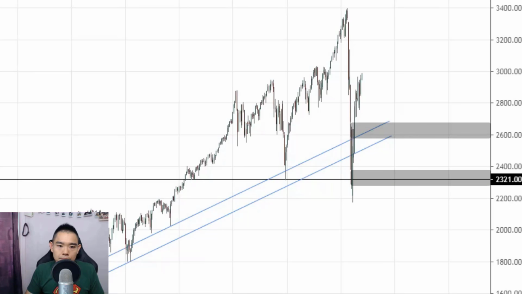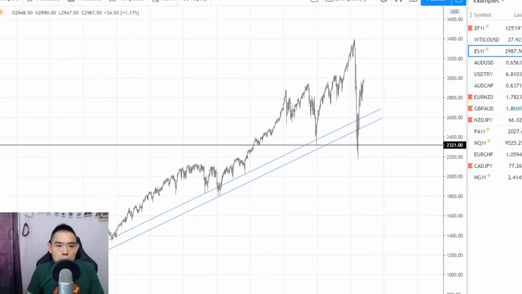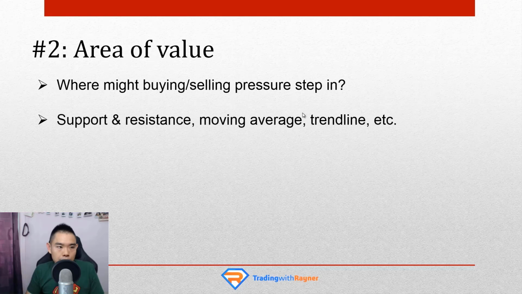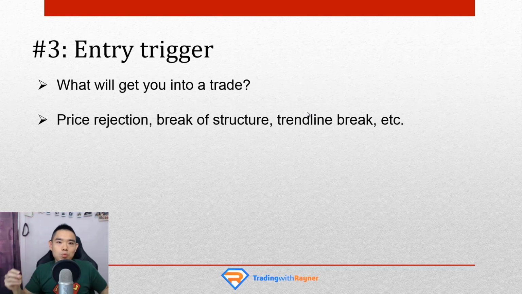This is another one. Okay, so once you have identified your area of value, it doesn't mean you buy the moment the price comes into an area of value, because you want to look for confirmation that buyers are stepping in and ready to take the price higher. So this is where you move on to the third thing to look out for, the entry trigger. This is what will get you into a trade. This is what will tell you, hey Rayner, or hey John Doe, now is the time to buy. So you are looking for an entry trigger.